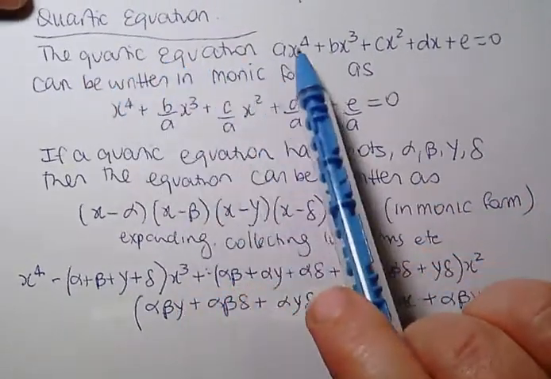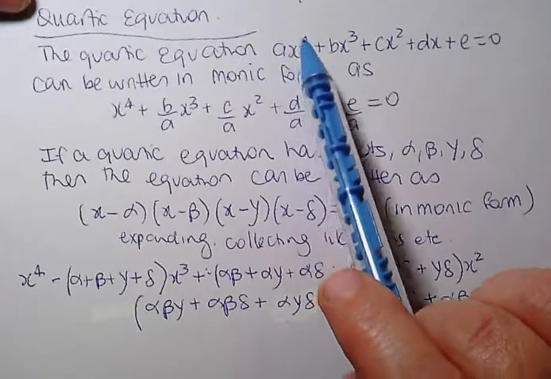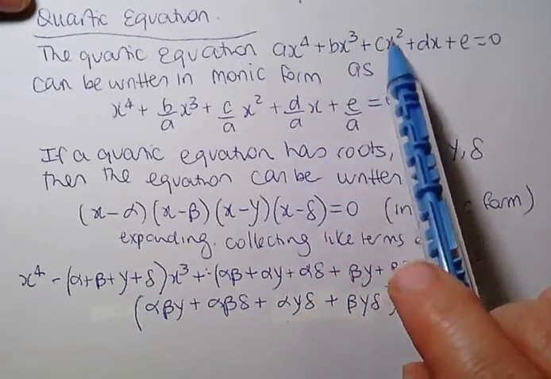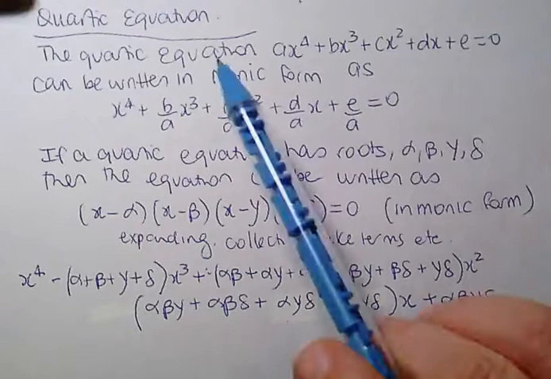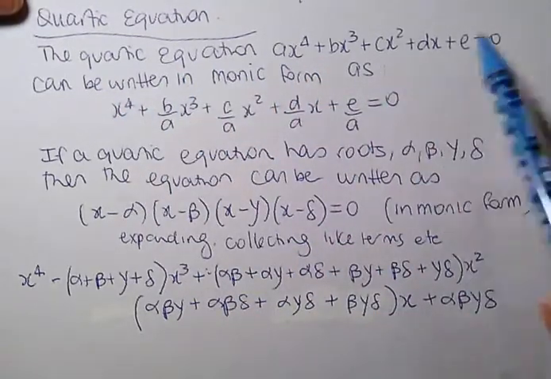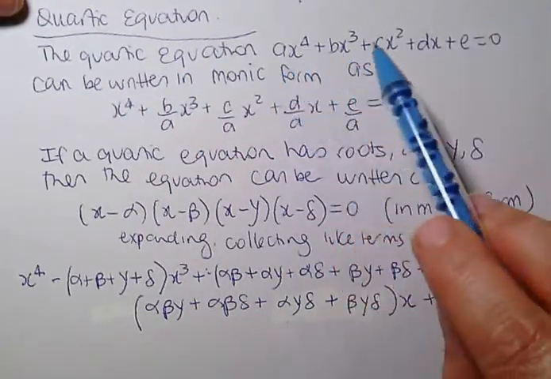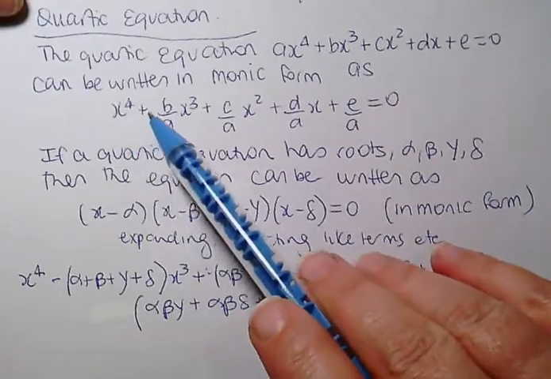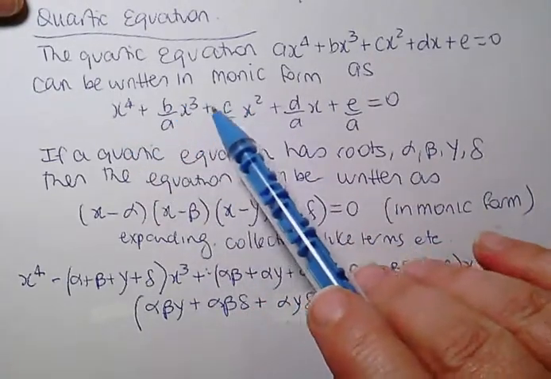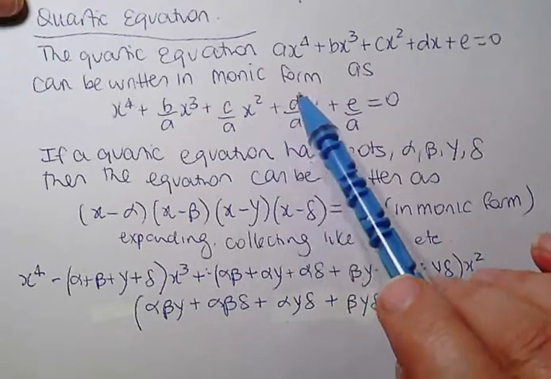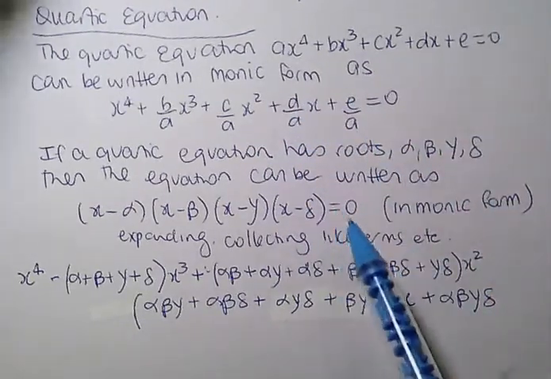So the quartic equation, which has power of 4, is ax to the power of 4 plus bx cubed plus cx squared plus dx plus e equals 0. That can also be written in monic form by dividing each term through by a to give us x to the power of 4 plus b on a x cubed plus c on a x squared plus d on a x plus e on a is 0.